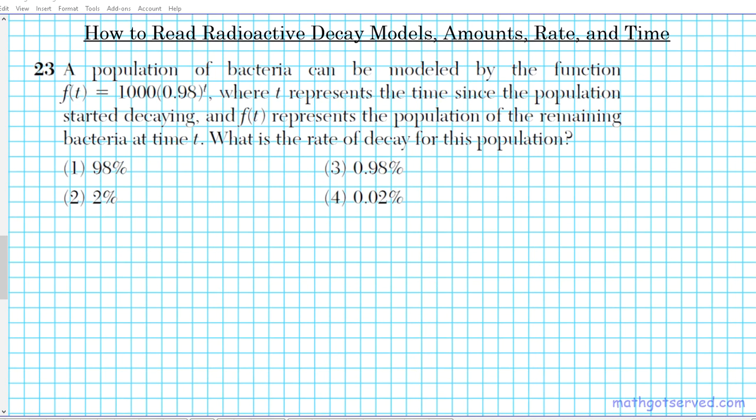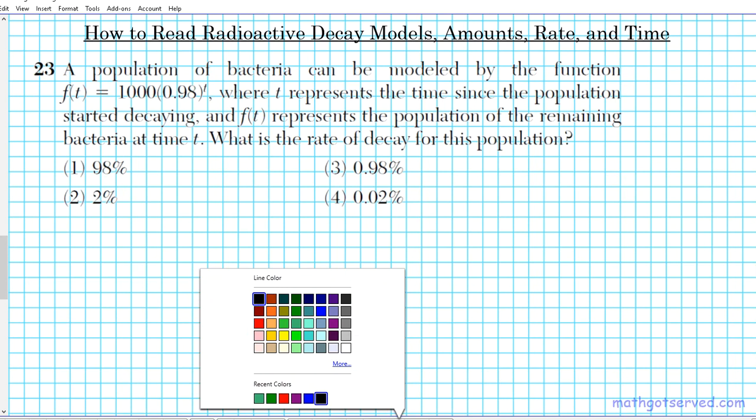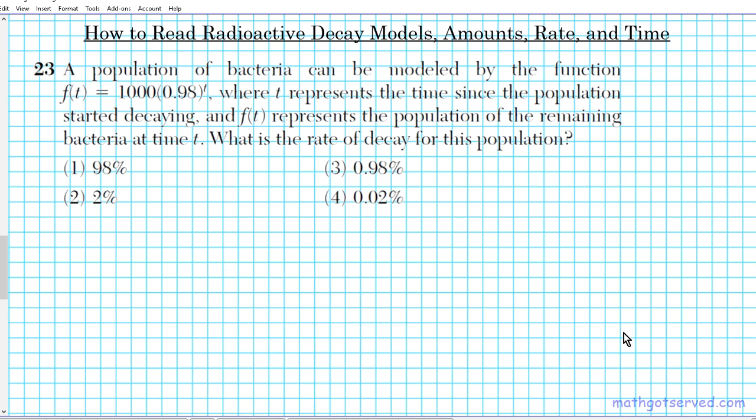All right, let's take a look at question number 23. In question 23, we're going to be learning how to read radioactive decay models. Basically, can you identify the amounts, initial and final amounts, the rate, and the time given a radioactive model in symbolic form? That's what we're being assessed on this question.